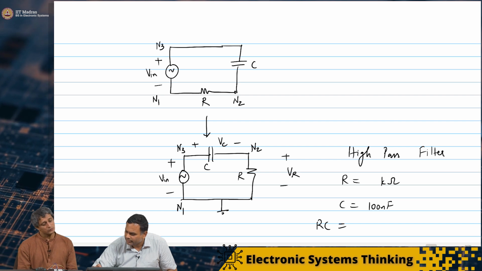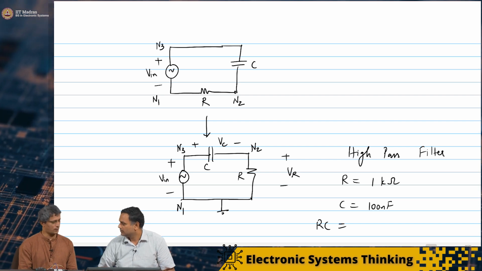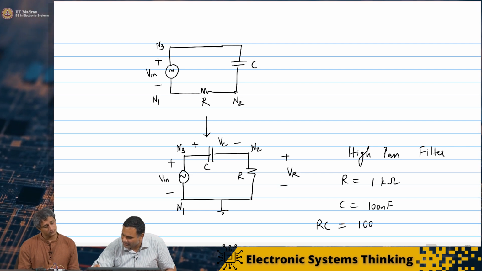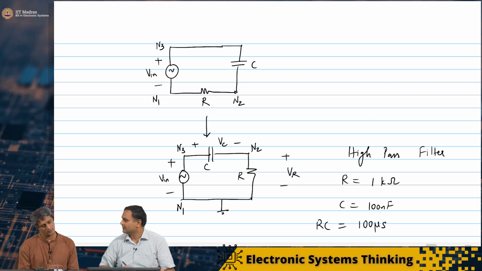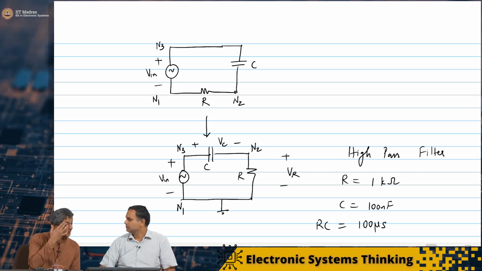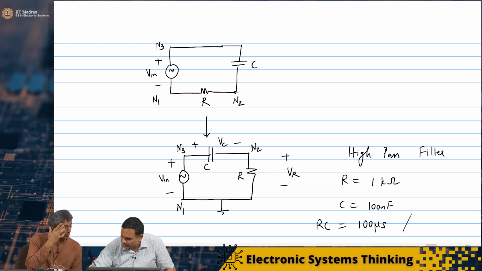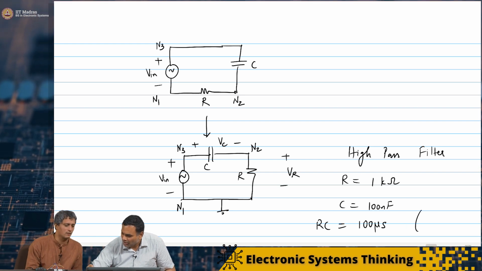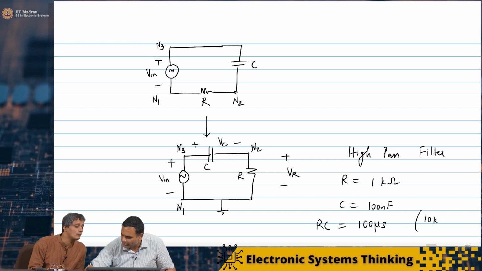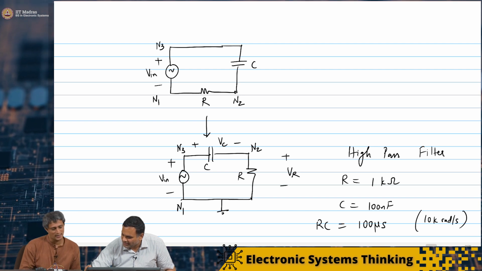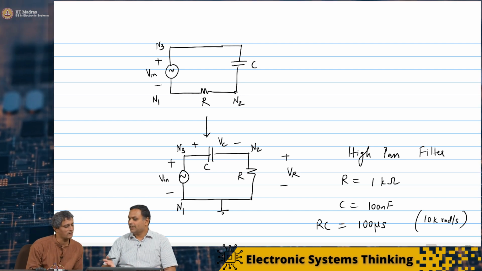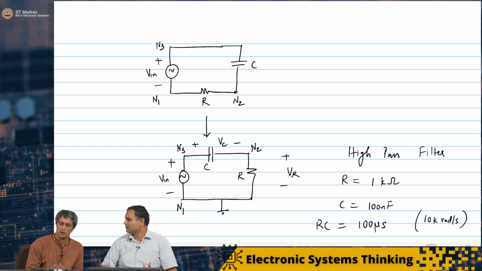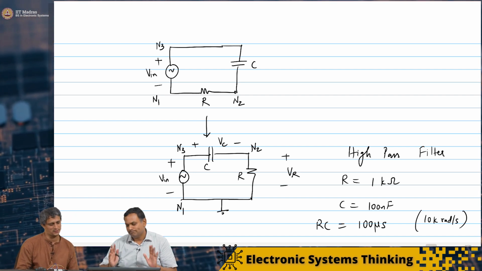So maybe we'll just write it as 1 kilo ohm. 1 kilo ohm times 100 nanofarad is 100 microseconds. And this was approximately 10 kilohertz, or rather 10 kilo radians per second. Let's not forget that. The frequency in hertz was this divided by 6.28, that is 2 pi.